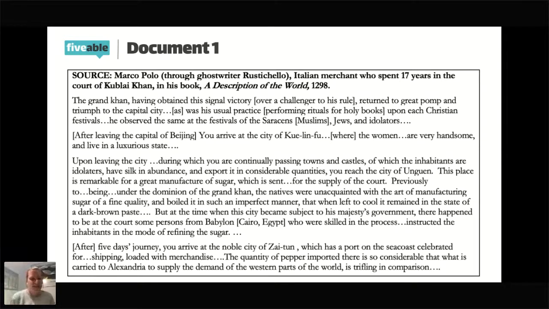All right, anybody think intended audience? If we're doing intended audience, who's the intended audience? This is a book, a description of the world. Any guesses on who the intended audience is there? Who would it be towards? What type of person? Do you think it's towards Chinese people? Do you think it's towards people in the Middle East? Do you think it's towards a particular person? It's actually more towards fellow merchants and Western Europeans.